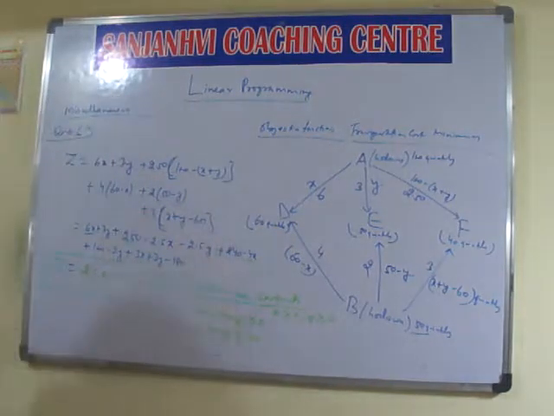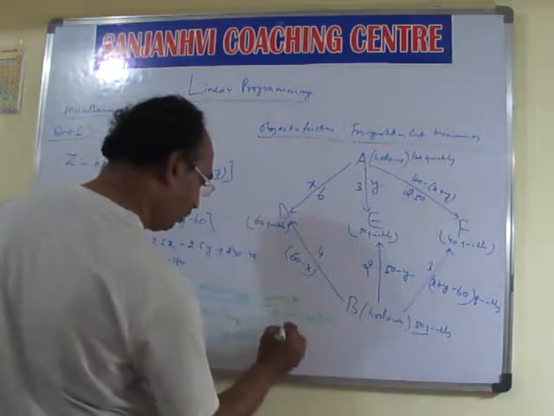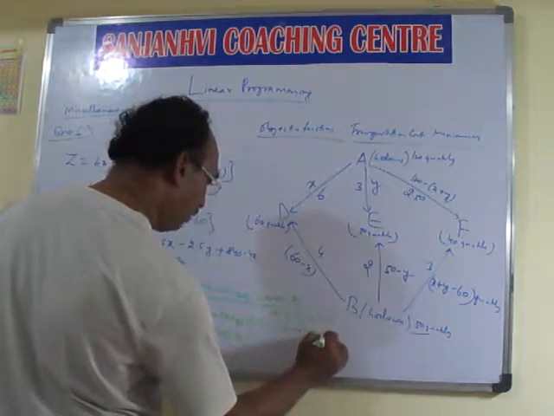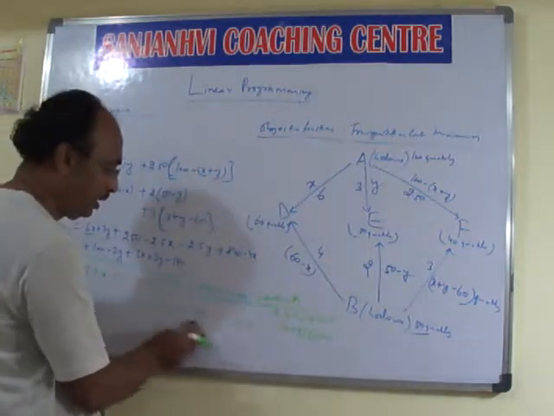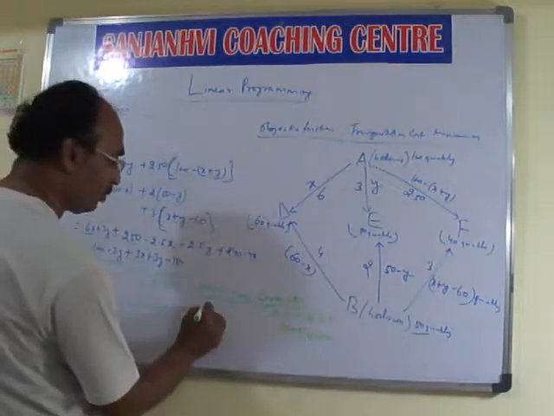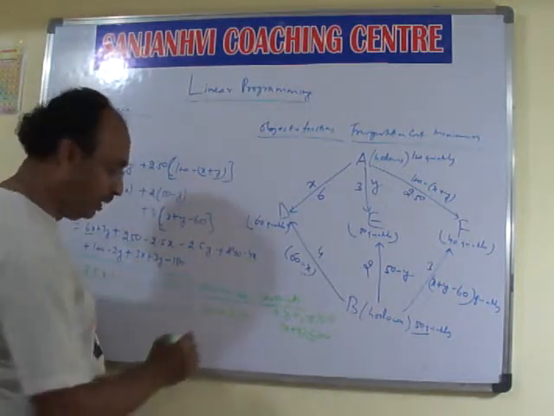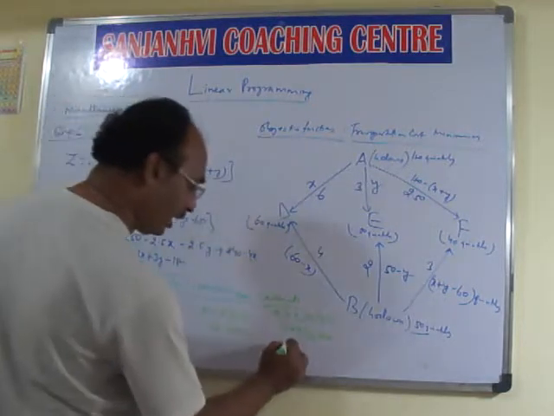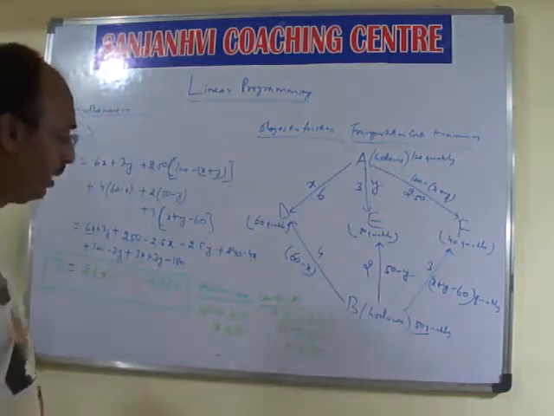So this is one of the constraints, that is x plus y should be less than or equal to 100. And 60 minus x should be greater than or equal to 0. It means x should be less than or equal to 60.